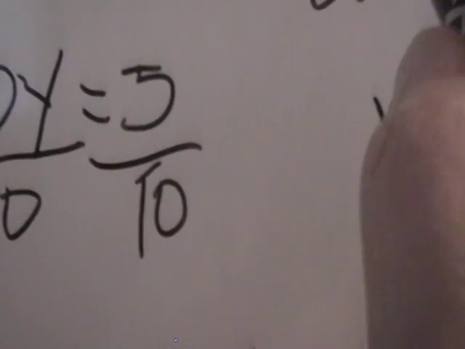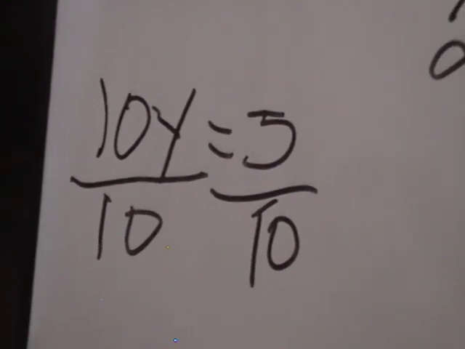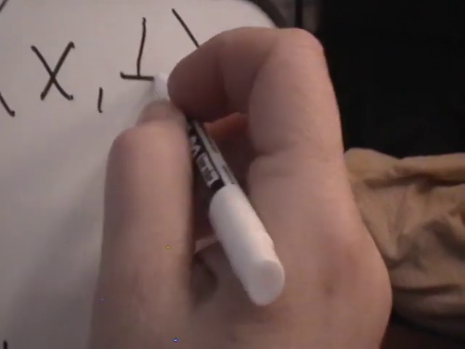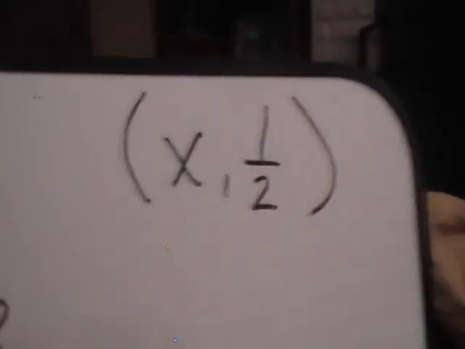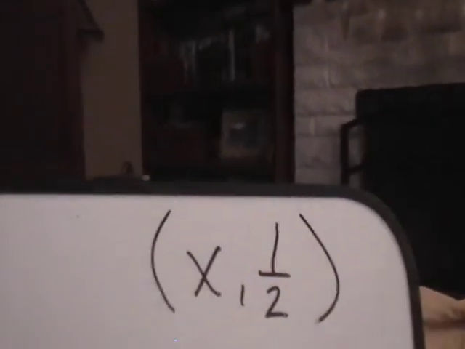10y equals 5. When I divide by the 10 and divide by the 10, I'm left with 1/2. This is one of those times where you're going to get a fractional answer. So 1/2 is what my y equals. I come back up here and I'm going to put in 1/2. Then what I have to do is take that 1/2 value and plug it back in.